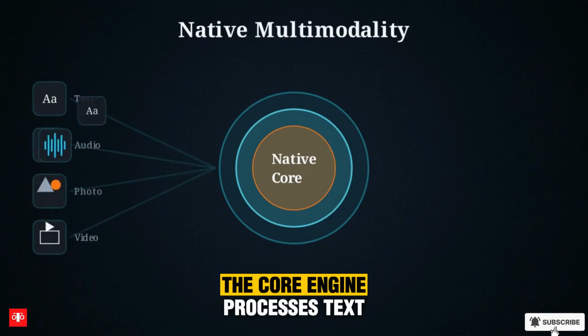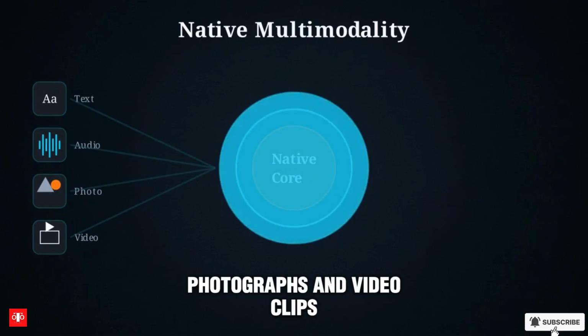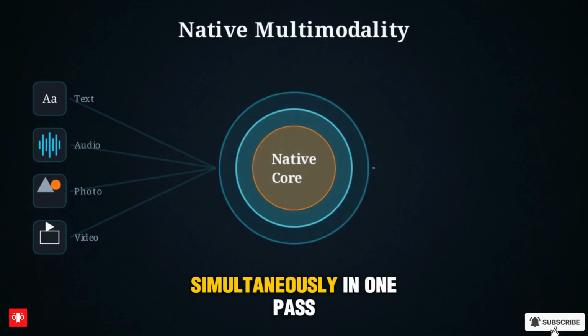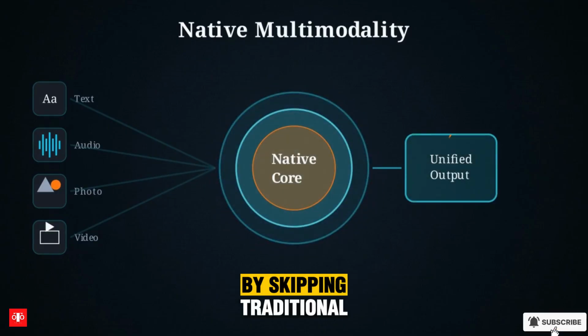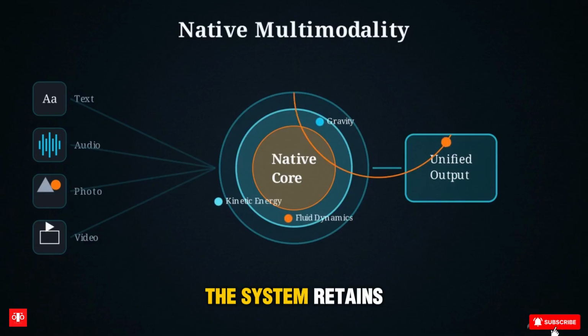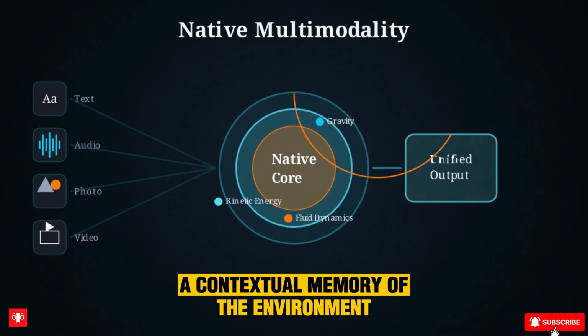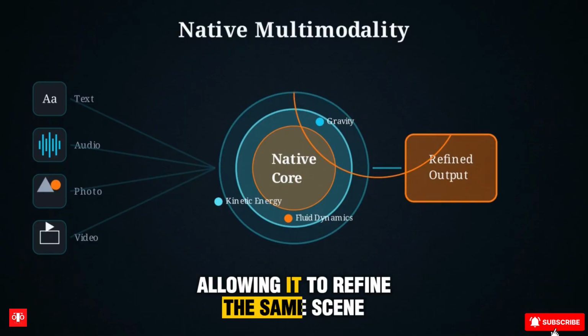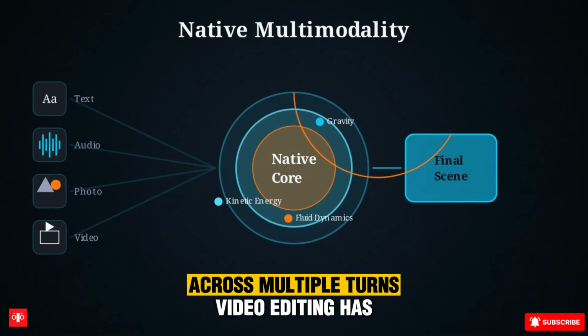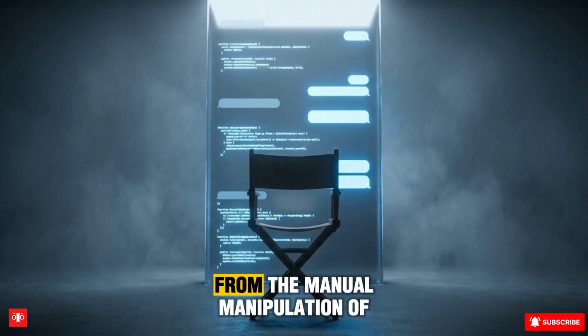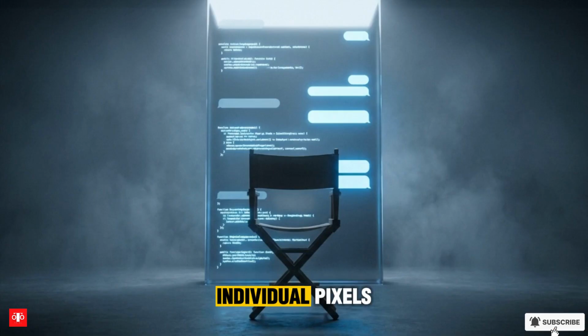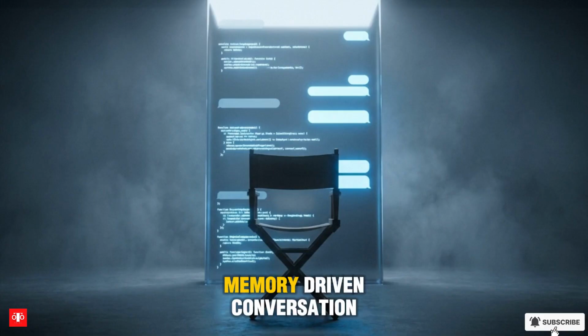This flexibility comes from native multimodality. The core engine processes text, audio, photographs, and video clips simultaneously in one pass. By skipping traditional conversion layers, the system retains a contextual memory of the environment, allowing it to refine the same scene across multiple turns. Video editing has transitioned from the manual manipulation of individual pixels to a persistent, memory-driven conversation with a director.